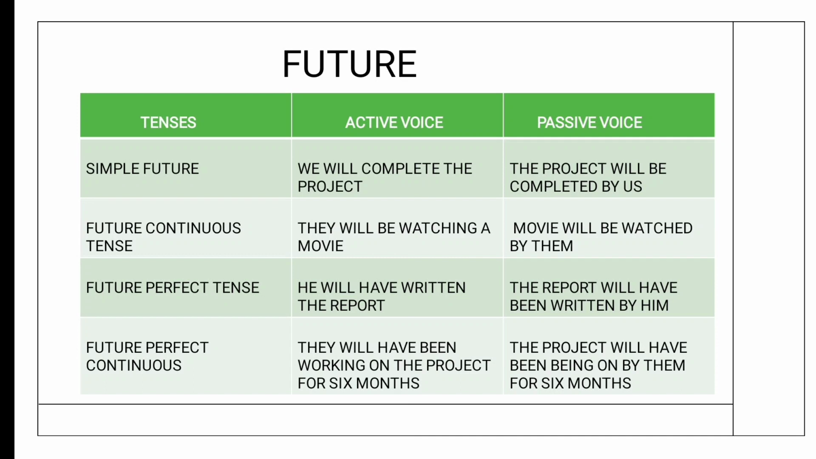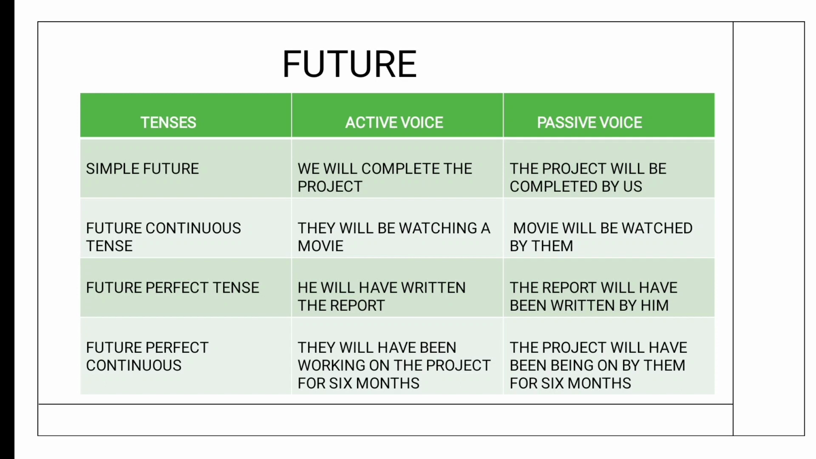Working will become worked. Okay, worked. The project will have been being worked. Working on will become worked on by. We need to add by them. They will become them. And then we have to add the rest of the sentence. What is the rest of the sentence? The rest of the sentence is for 6 months. Okay. The project will have been being worked on by them for 6 months.